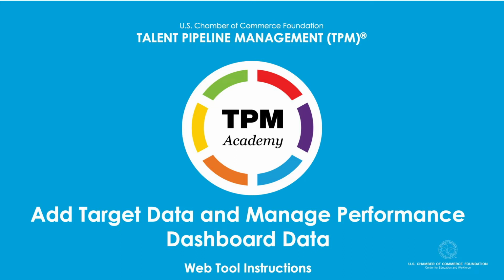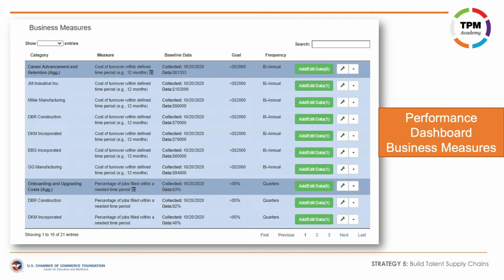Adding target data and managing performance dashboard data. A performance dashboard is made up of qualitative indicators of outcome that are expressed in terms of rates, ratios, and percentages addressing one or more critical variables, all of which contribute to improved business performance and competitiveness. A performance dashboard is built out with leading and lagging performance measures that have been identified as the most important in delivering a positive return on investment for employer collaborative members.